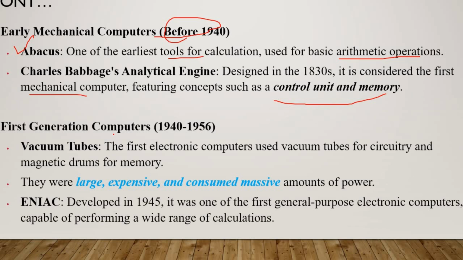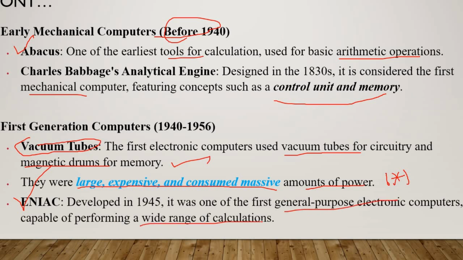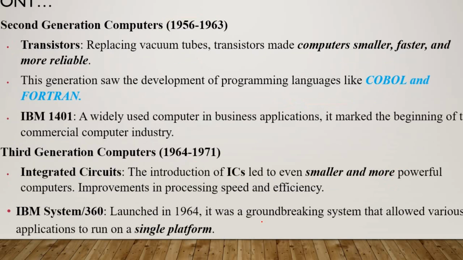Following this is the first generation of computers, which was an advancement in technology that used vacuum tubes. The first electronic computers used vacuum tubes for circuitry and magnetic drums for memory. Even in this first generation, they were known for being large, expensive, and consuming massive amounts of power. This was a great disadvantage and characteristic of computers during that generation. ENIAC is one known example, developed in 1945. It was one of the first general purpose electronic computers capable of performing a wide range of applications.